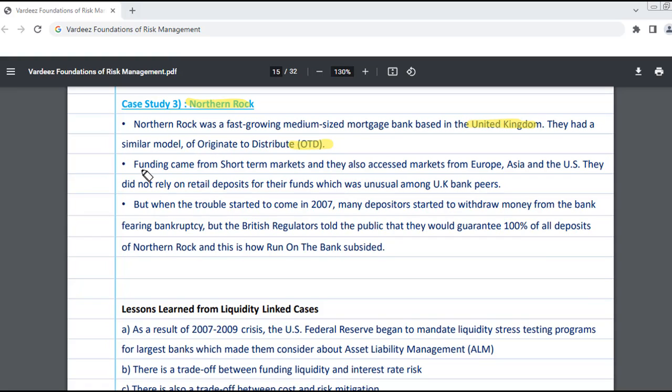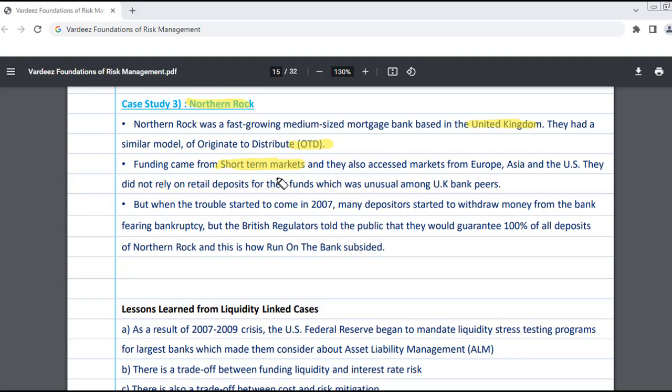Now let's talk about the funding of this Northern Rock. Their funding came from, again, short-term markets. Now you might have thought about it that in majorly whatever case study you will see, you're borrowing from the short-term markets and you're lending it out as a loan, which is a long-term product. Somewhere or the other you might wonder that this is a mismatch. That's what we're going to be learning in lessons learned from liquidity.